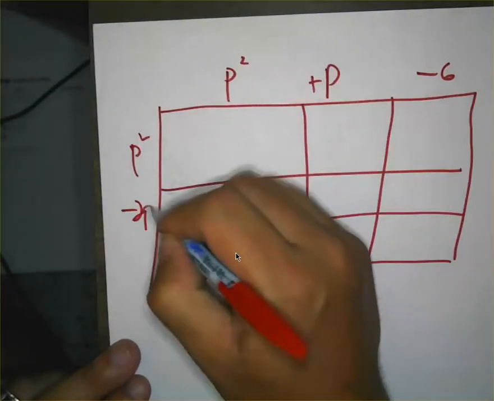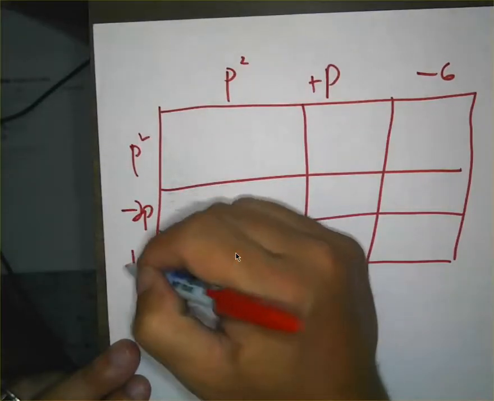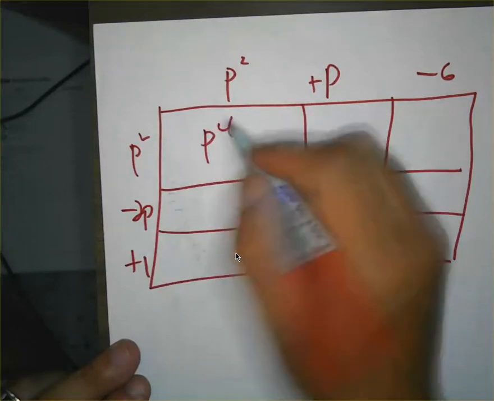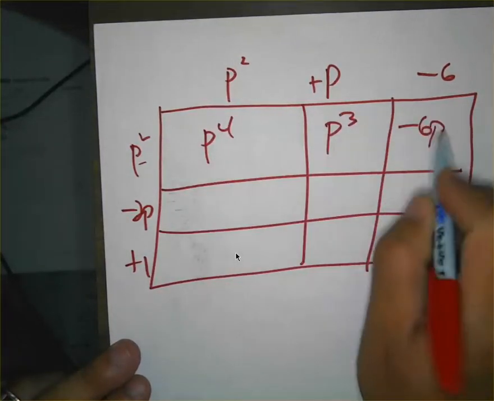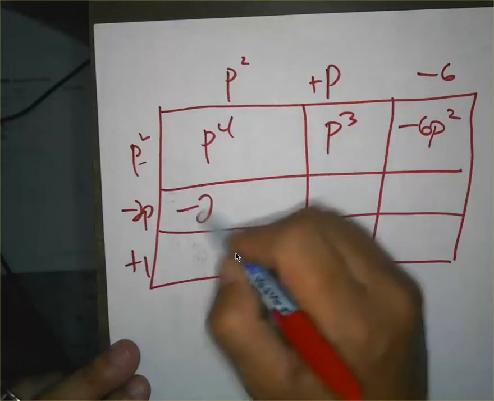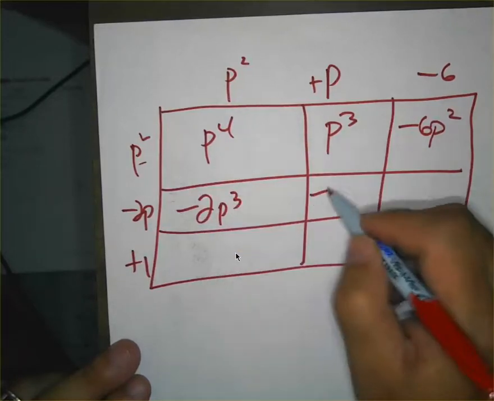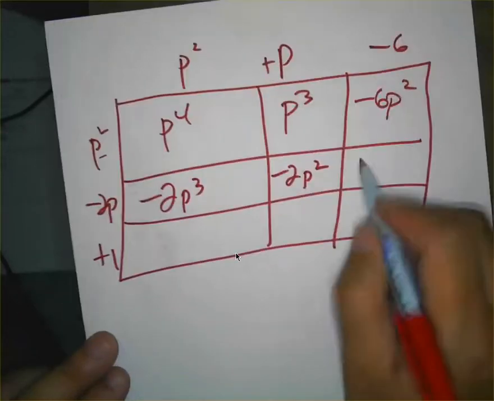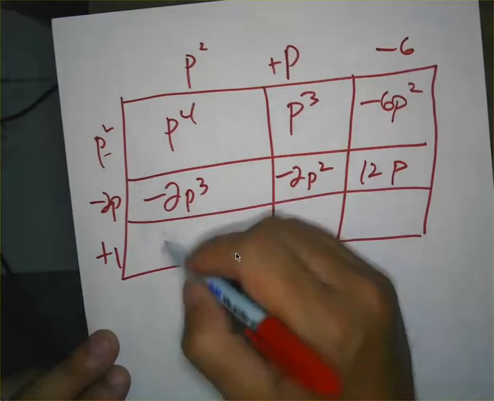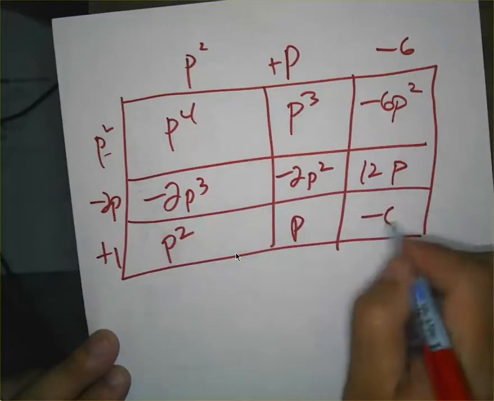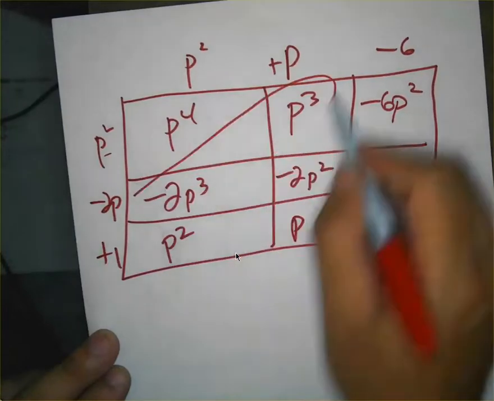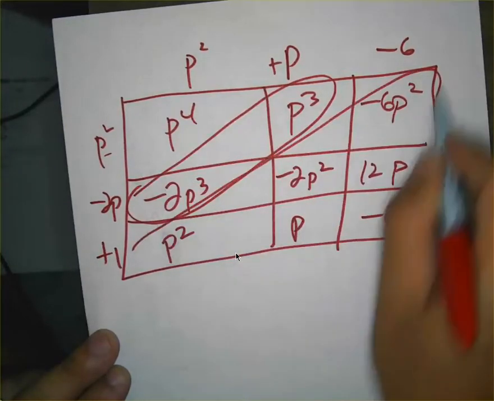minus 2p plus 1. So this gives me p to the fourth. This is going to give me p cubed. This is going to give me negative 6p squared. This is going to give me negative 2p cubed. This is going to give me negative 2p squared, 12p. And this one right here is p squared. This one is p, and this one is negative 6. You can see that these diagonals all match up.